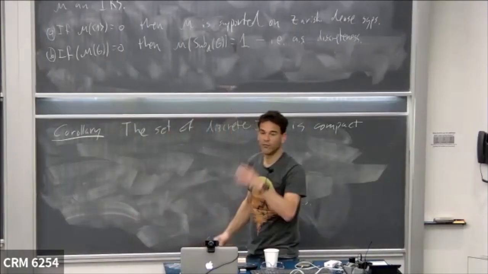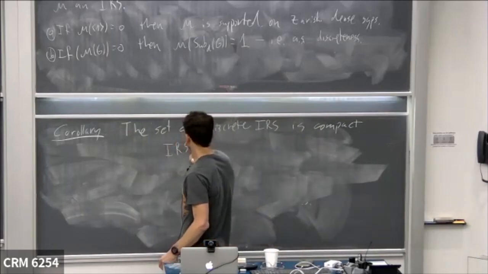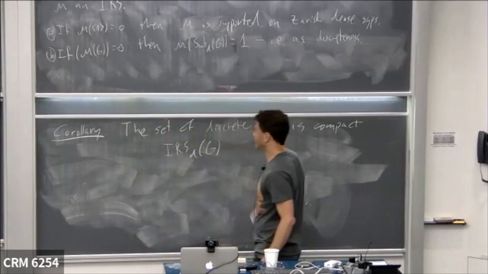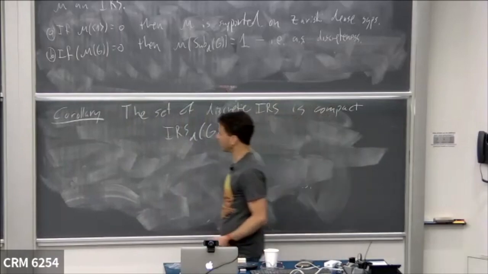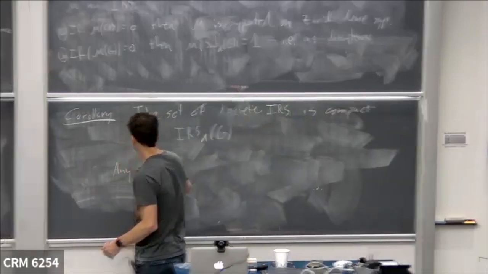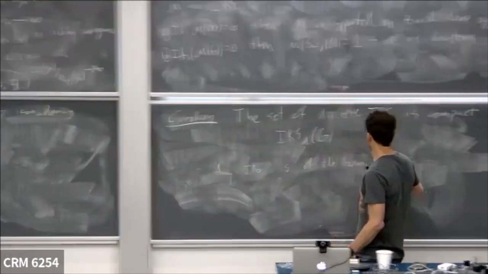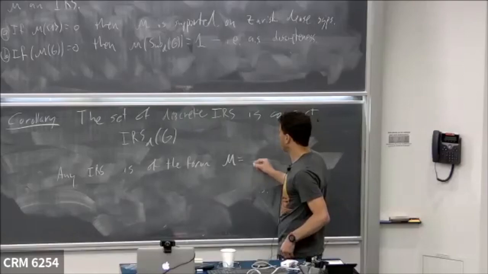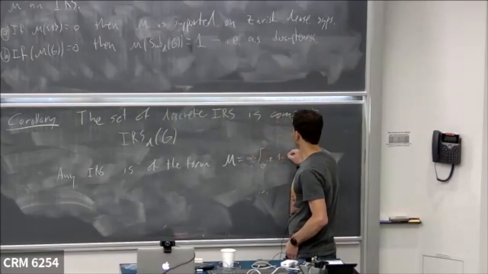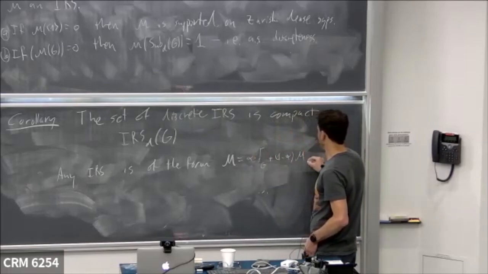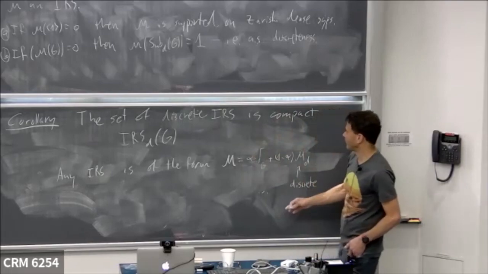If G is a simple Lie group, the set of discrete IRS, which I denote by IRS_d(G), is compact. Why? Because any IRS, by the Borel density theorem, is of the form mu equals some alpha times Dirac at G plus 1 minus alpha times mu_d, where this is discrete. Any IRS is of this form.